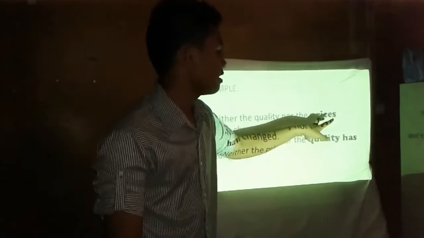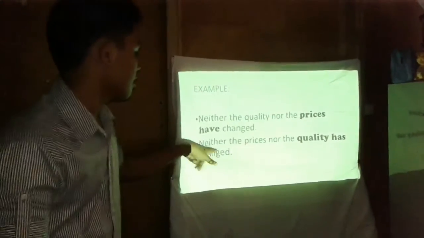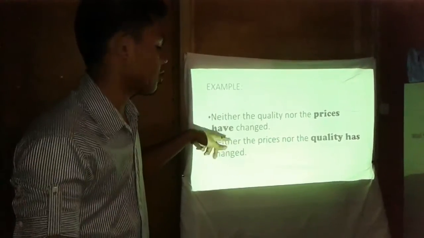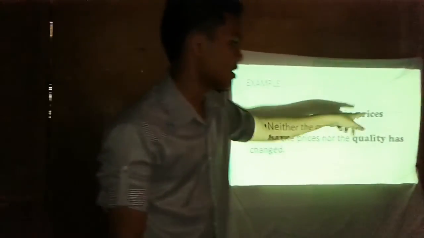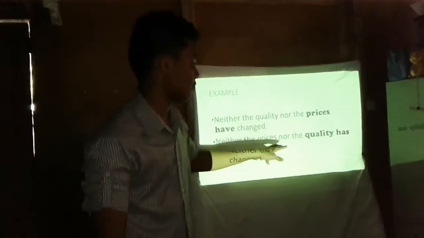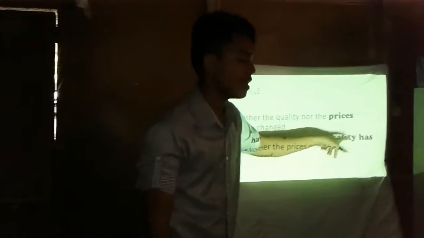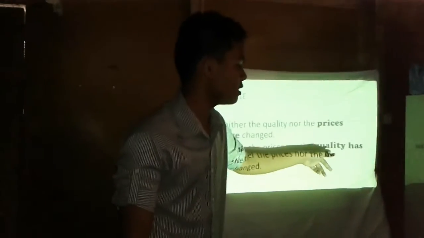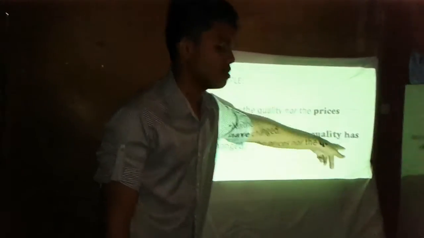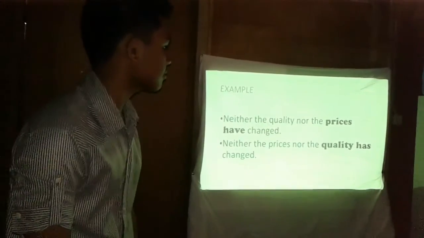Prices here, be mindful that if a subject ends with an s, it usually corresponds to a plural verb. Prices, plural verb have. And in the other case, the prices and the quality changed position, so the quality doesn't end with an s. So the quality is a singular subject and so is the verb. It's a singular verb.